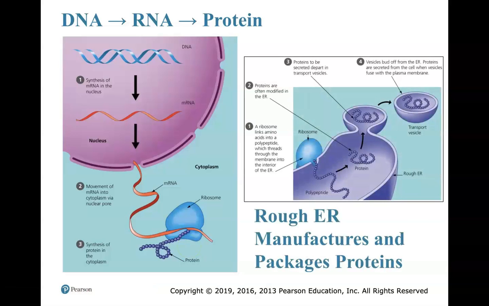Rough endoplasmic reticulum is important here. It's the next organelle that I want to talk about. And remember, I taught you guys during the cell lecture that the rough endoplasmic reticulum is like the Amazon warehouse of the cell. Its job is to basically get those proteins that are made, package them into nice little vesicles, and ship them off to wherever they're going to.